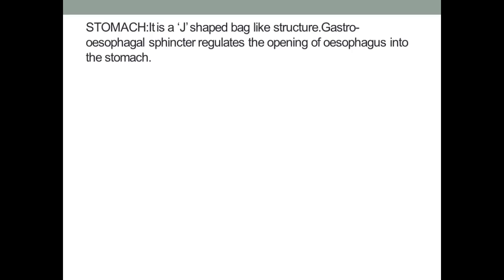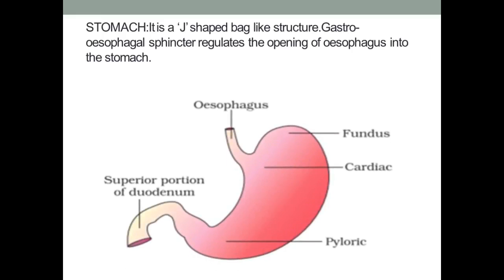This stomach is a J-shaped bag-like structure. You can see here, the esophagus enters into the cardiac portion of the stomach, and the gastroesophageal sphincter regulates the opening of the esophagus into the stomach. As you know, the cardiac portion is the portion into which the esophagus opens. The function of the cardiac portion is to secrete bicarbonates and mucus, which help in lubrication.